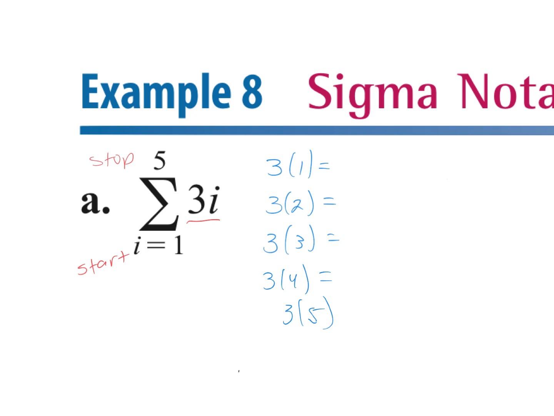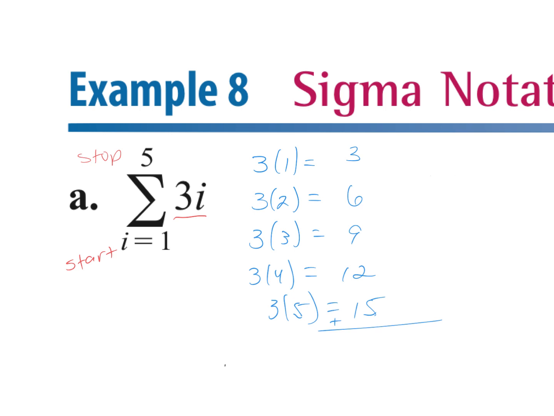Why did I start at 1 and stop at 5? My lower limit is 1. What's my upper limit? 5. So 3 times 1 is 3. 3 times 2 is 6. 3 times 3 is 9. 3 times 4 is 12. And 3 times 5 is 15. Now I sum those up.